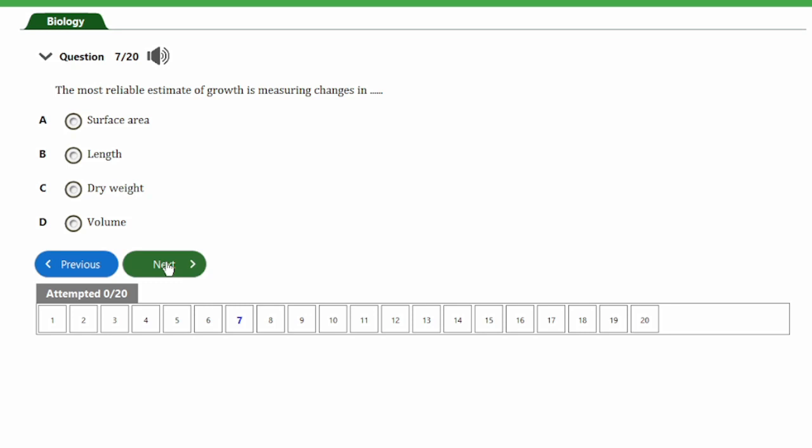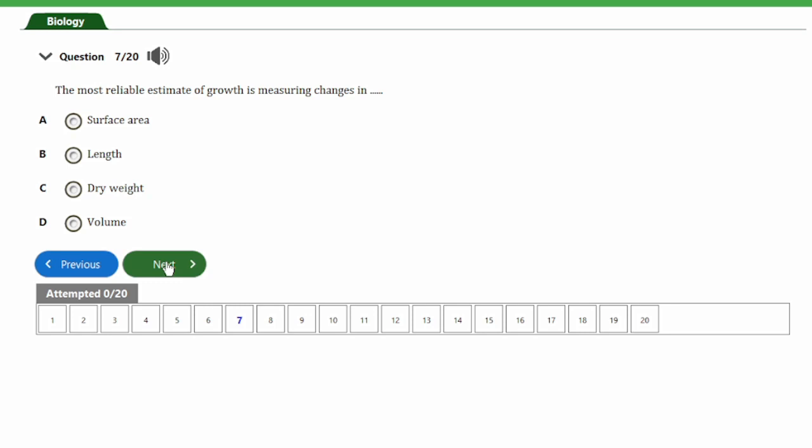So let's look at the next question, and that's question number 7. It says, the most reliable estimate of growth is measuring changes in A, surface area, B, length, C, dry weight, D, volume. The answer to this question is option C, dry weight. Growth is actually an increase in physical size and can be measured in various ways. However, measuring the changes in dry weight is considered the most reliable way because it is not affected by water content, and we know that water content can vary significantly and affect other measurements like the volume, the surface area, the length, and so on.